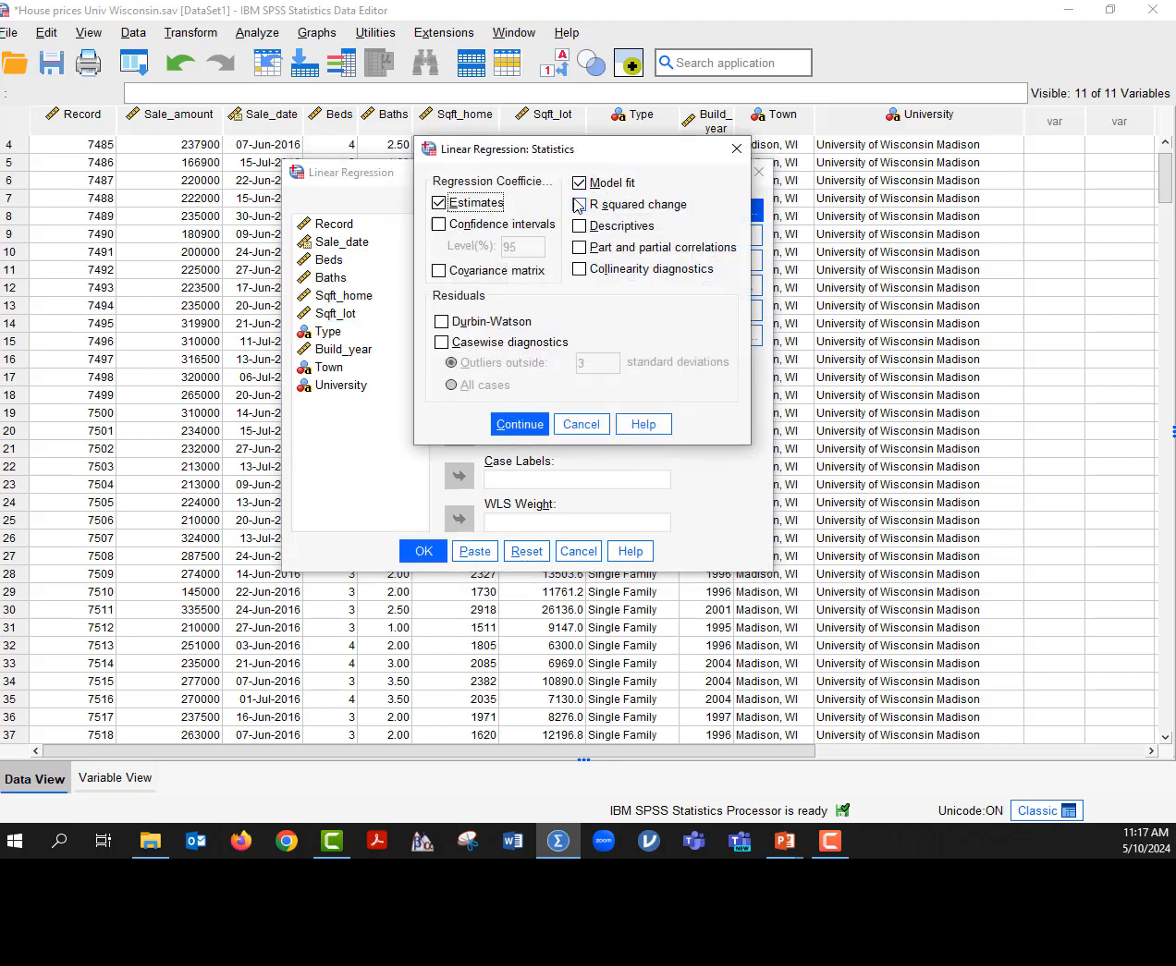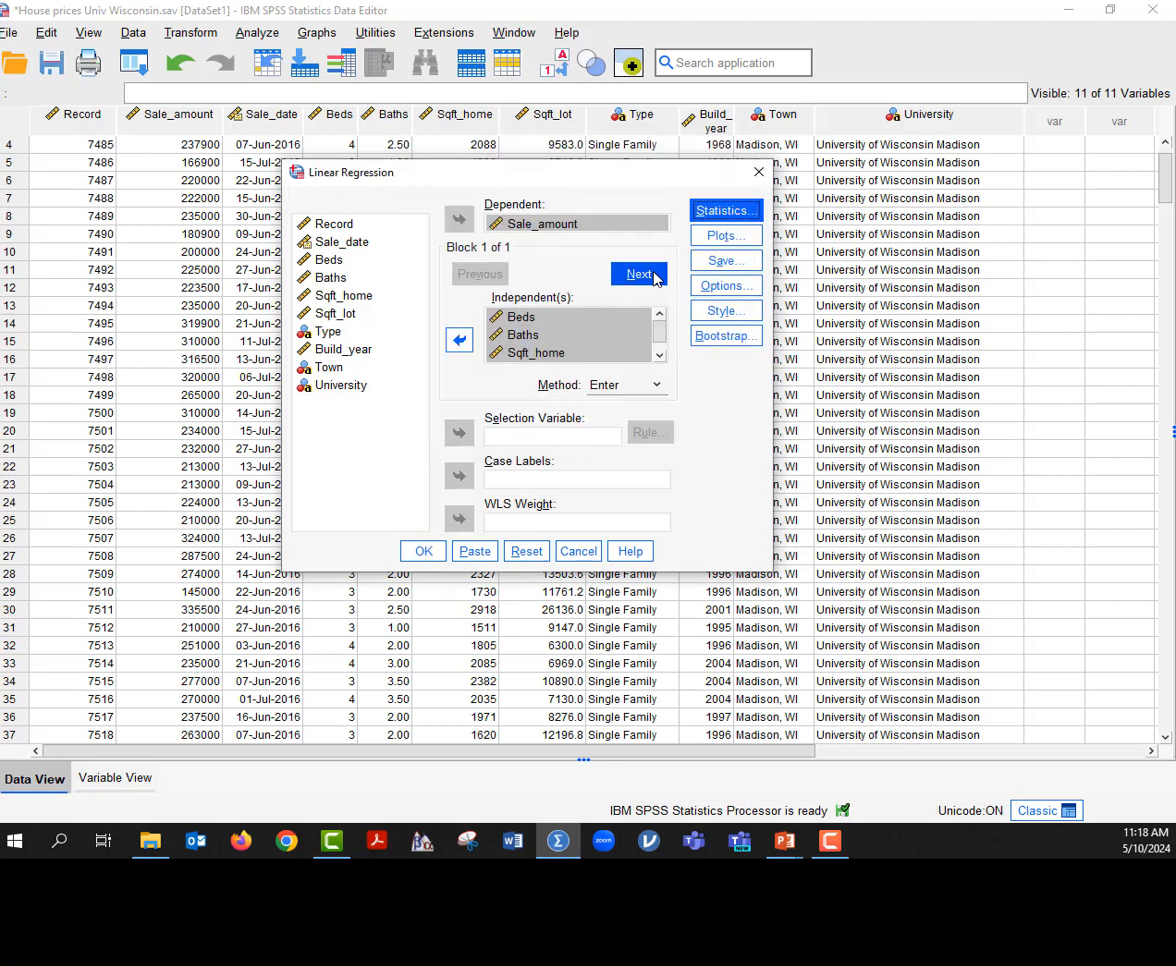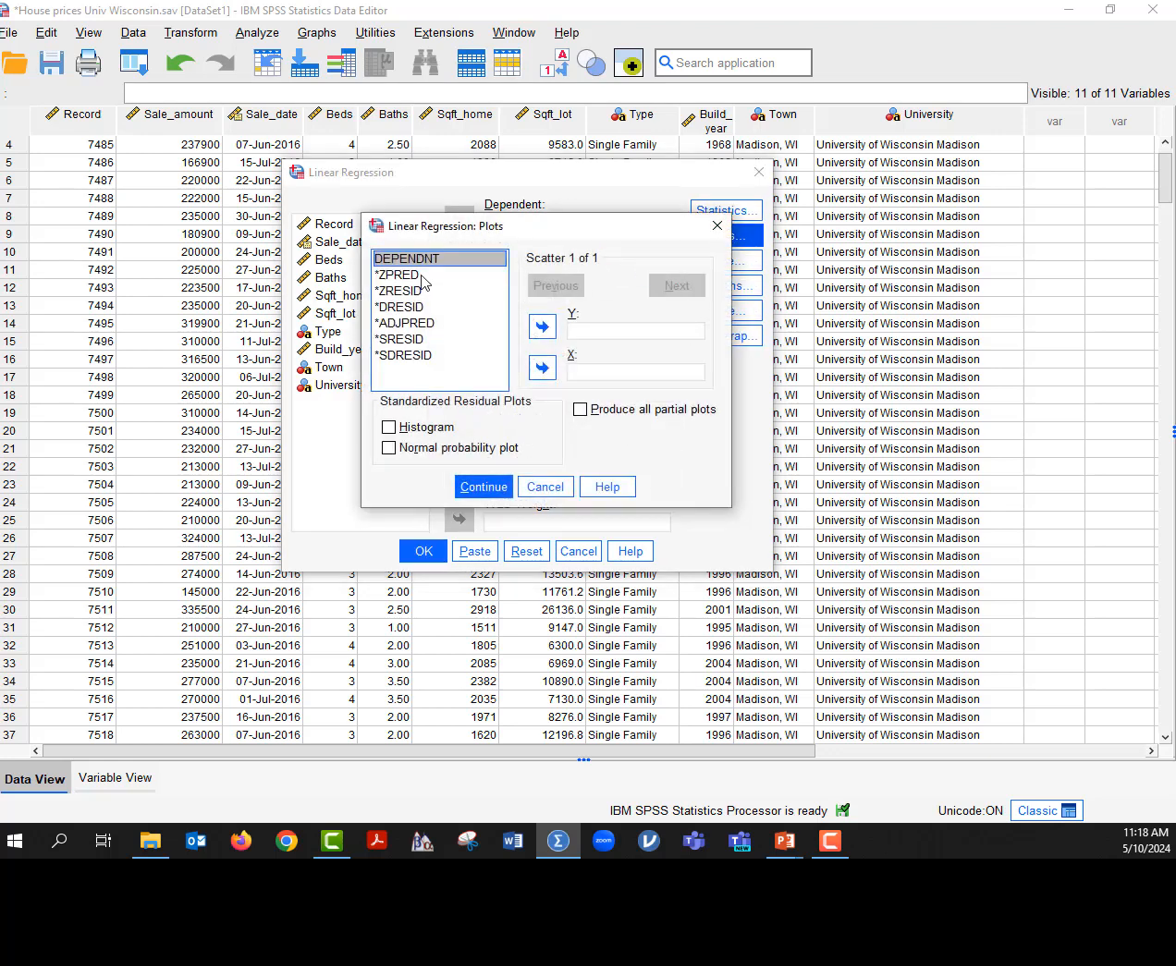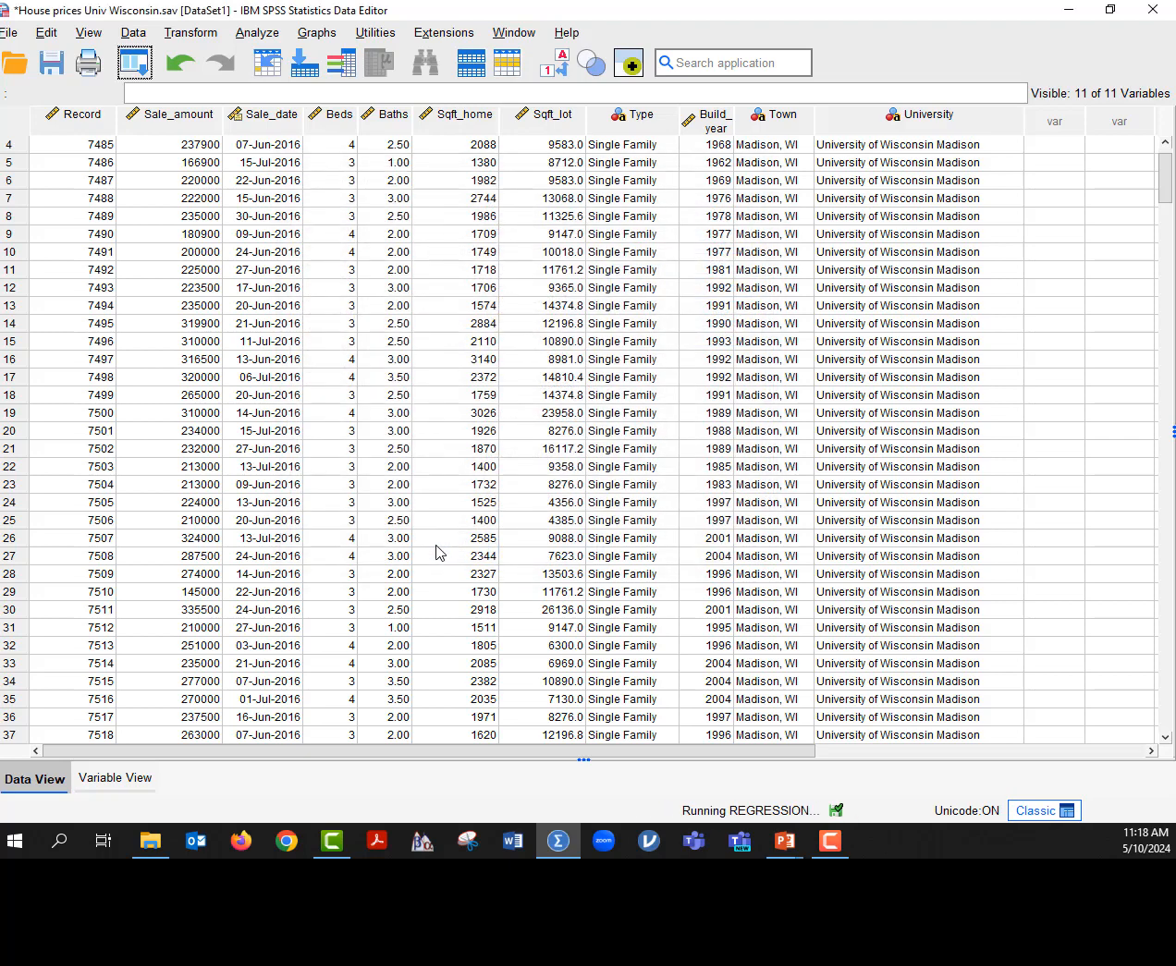I'm going to ask for the ones that are checked already, and confidence interval, descriptives, collinearity diagnostics. I'm going to leave off Durbin-Watson since we know that these are not autocorrelated data. It's not measured repeatedly over time. We'll look at plots and ask for the predicted on the X, the residual on the Y, histogram, normal probability plot, and partial plots, and then say continue and OK.